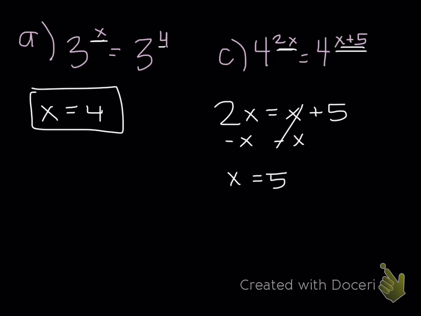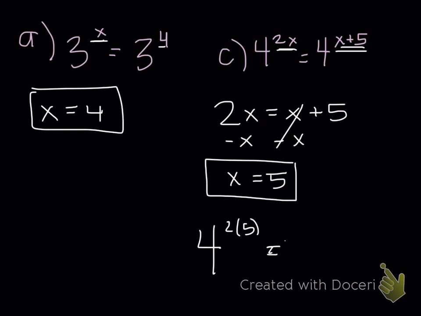And again, for all of these, you can check to know that you're right. So if I did a quick check, this would be 4 raised to the 2 times 5. And then over here, I would get 4 to the 5 plus 5. And notice on both sides, I get 4 to the 10th power. And I don't even need to calculate 4 to the 10th power because I know I got the same thing on both sides. So I would like you to pause the video and try B and D. And in a moment, a pop-up is going to come up and ask you what answers you got.